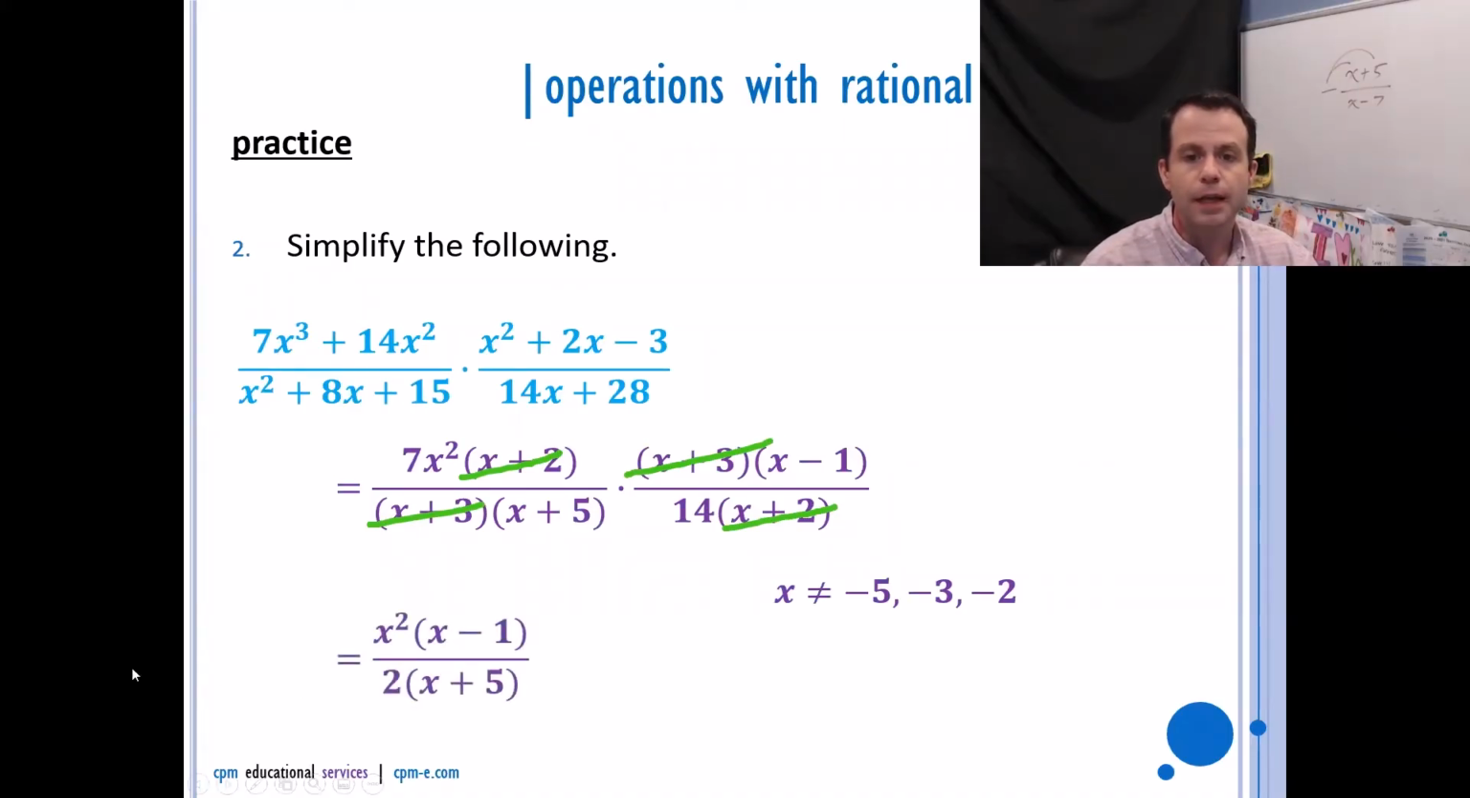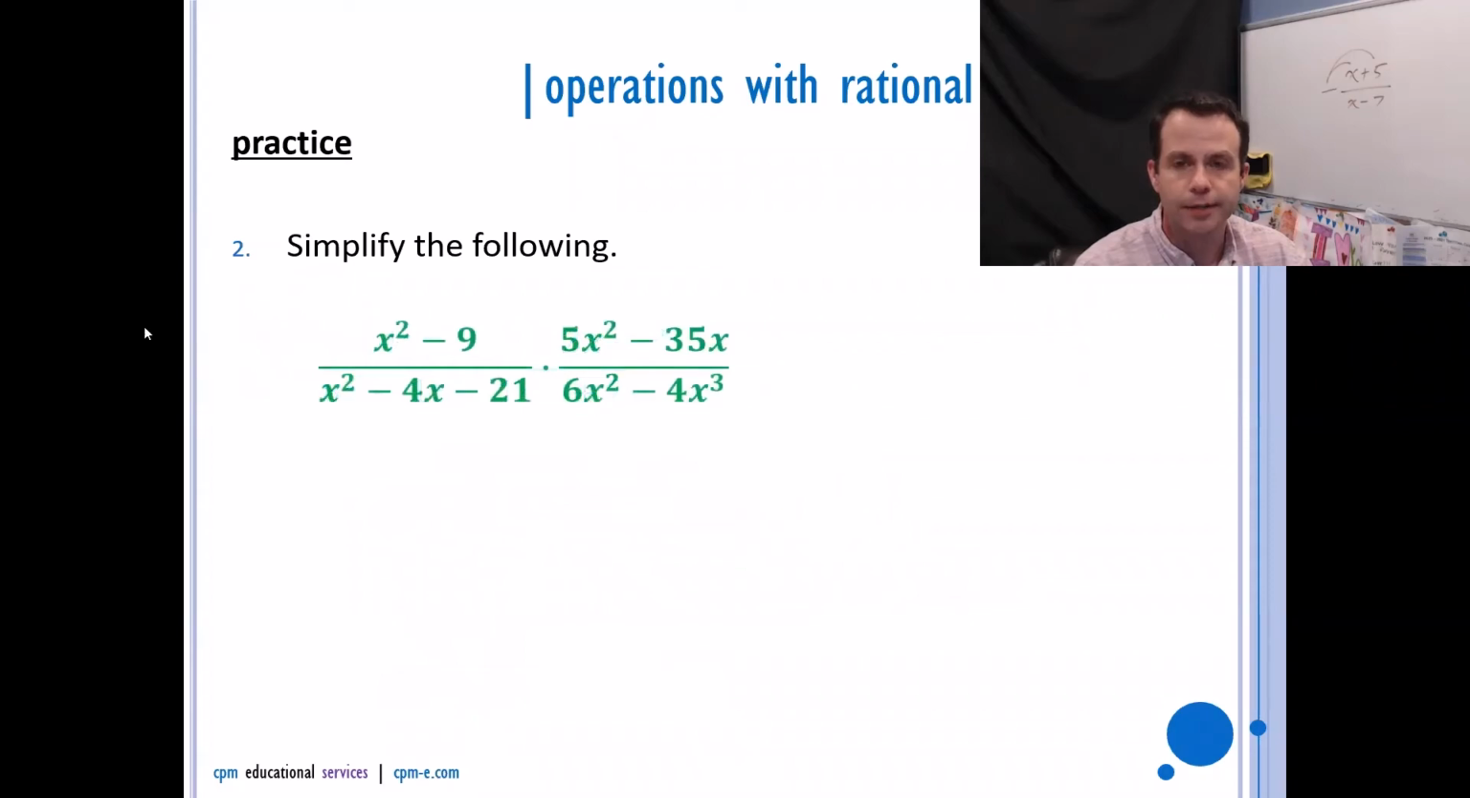So I'd have x squared. Oh, sorry, I forgot to say, let me go back there. The 7 divided by 14 would be 1/2. That's where that 2 comes from, okay? So on the top, I'm left with x squared times x minus 1. And on the bottom, I've got 2 times x plus 5, okay?